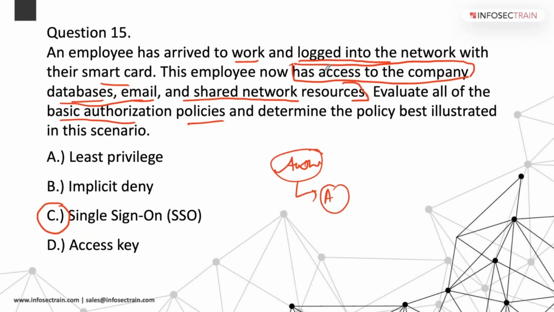And for those who are thinking that it should be least privilege, why is it not least privilege? Because least privilege means that to complete my task, I should have the minimum permissions that allow me to do it. So if my task is just to read and check whether the file is still in my database or not, not to update it or anything, I should have only read permission in the database.